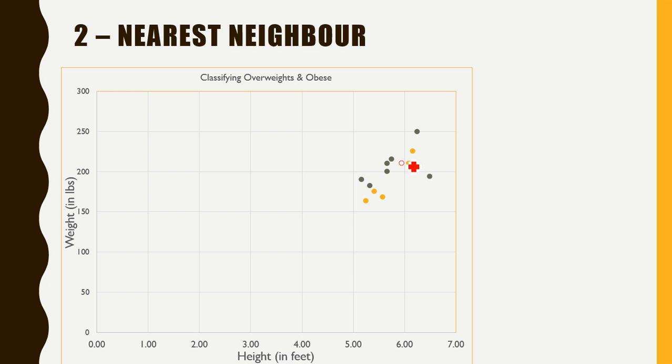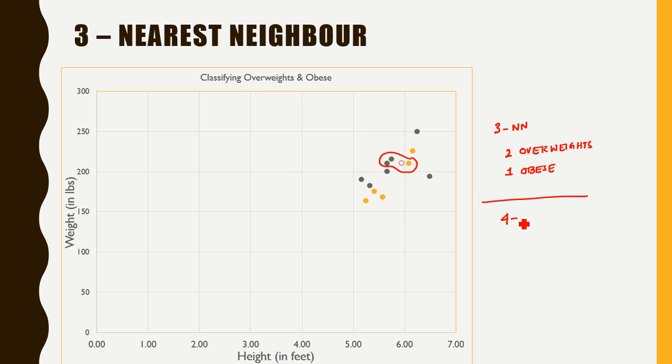If I consider the two nearest neighbors, we can see that it includes one obese and one overweight, and so it's a tie. So it can be either one of them, obese or overweight. To avoid the confusion, let's go one step ahead and look at the three nearest neighbors. It includes two overweights and one obese, indicating that this new observation is more likely to be overweight compared to obese.